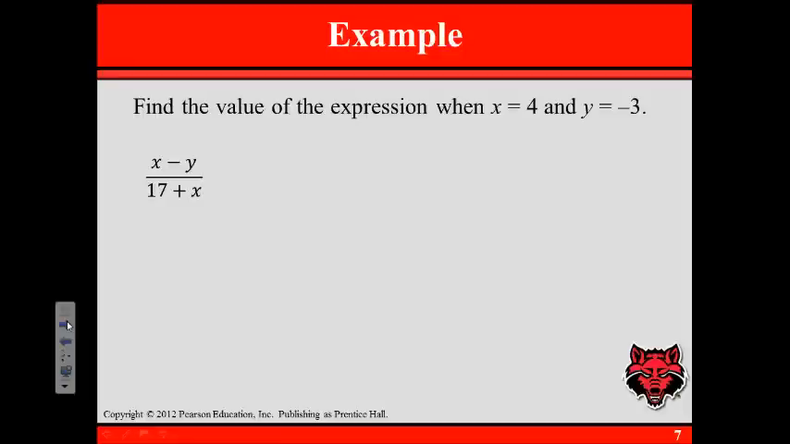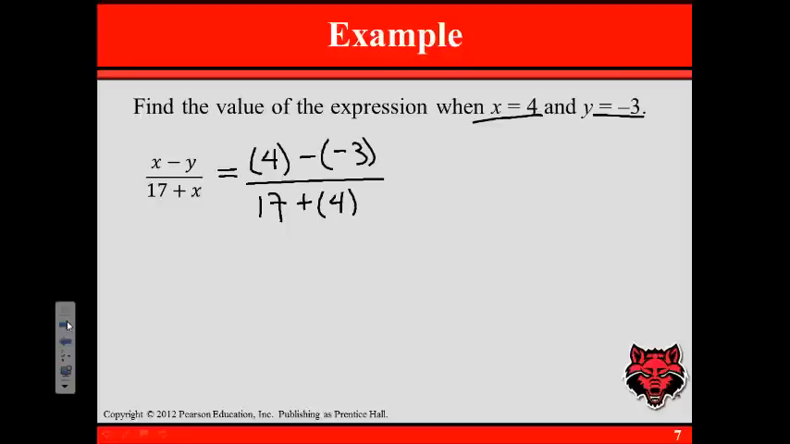Let's try another example, and in this example, we're going to find the value of an expression. Given the expression x minus y, all divided by 17 plus x, when x equals 4 and y equals negative 3. Remember, the first step when we want to evaluate an expression is to plug in the values for the variables. And it's best to put those values in parentheses, at least initially. So in place of x, we put 4. In place of y, we put negative 3 on both top and bottom.